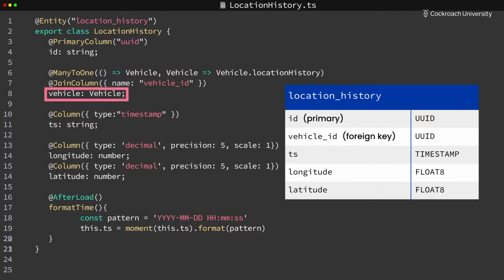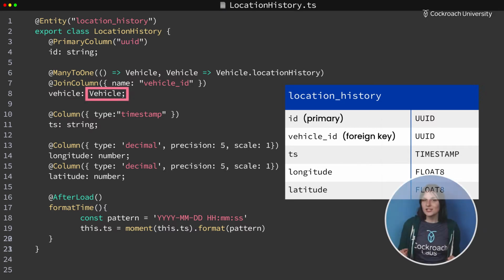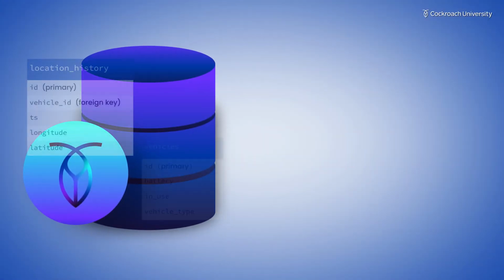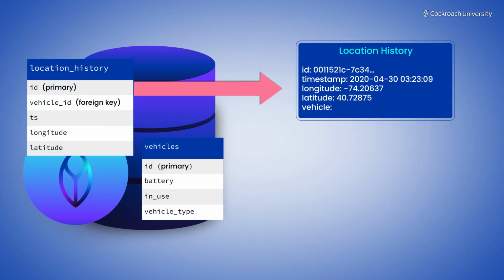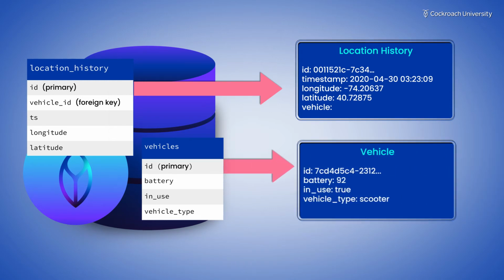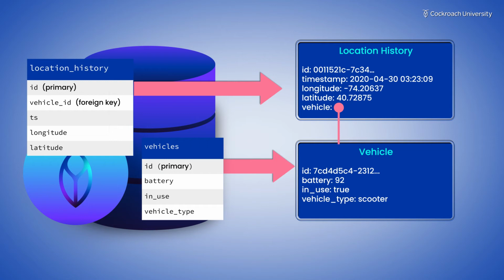Now we come to one of the most important ways in which entities bridge relational tables to objects. The type of the vehicle property is not UUID, as you might expect if you just extracted the data from the table. The type is vehicle. That is, the vehicle property contains a reference to an instance of a vehicle entity object. The best part is this happens automatically. Whenever TypeORM instantiates a location history object from the database, it will also create or reuse a vehicle entity instance for the corresponding row in the vehicles table.